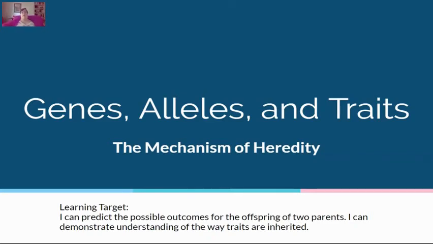Last week, I gave you a pretty broad overview of how a trait is passed down from parents to offspring. This week, we're going to get into more specifics of how that actually works. So, by the end of this lesson, you're going to be able to show how alleles are inherited and how they influence traits.